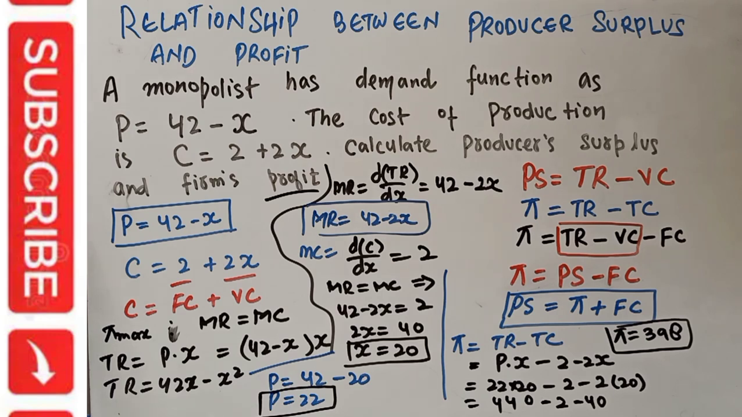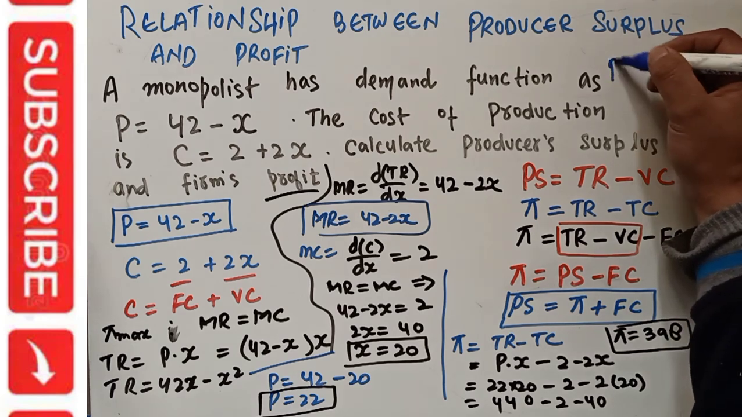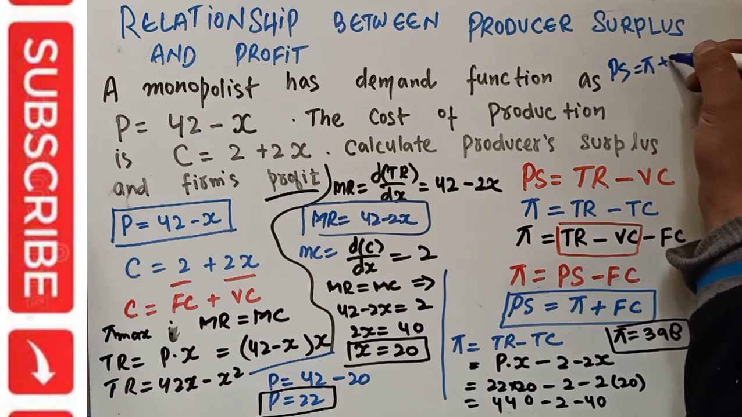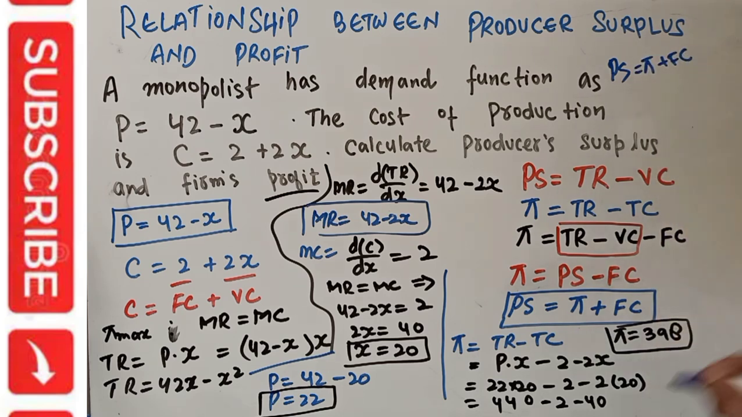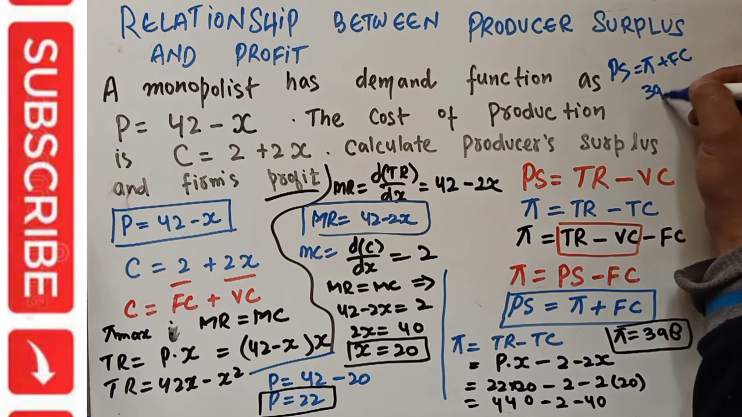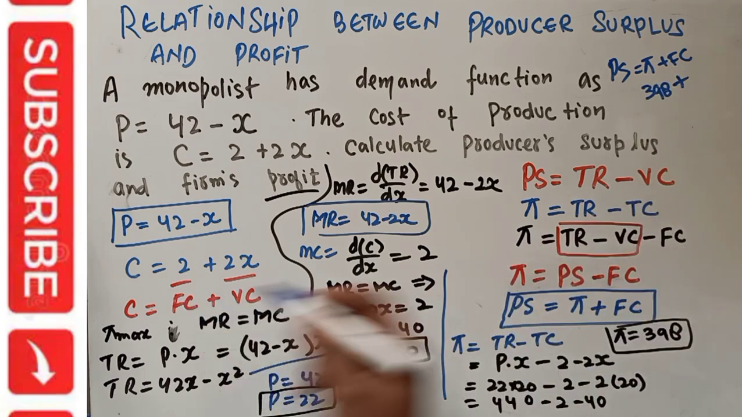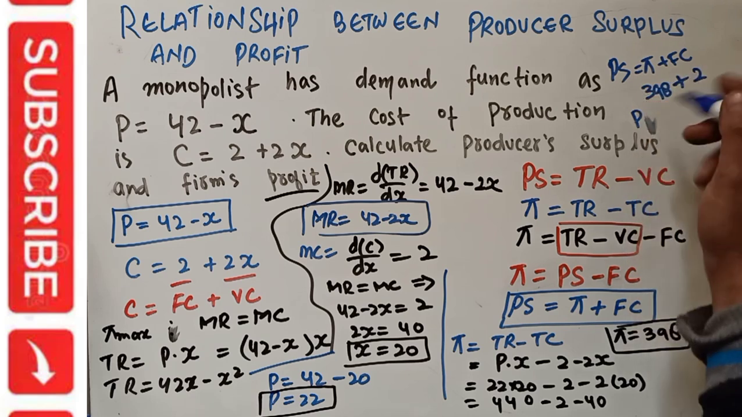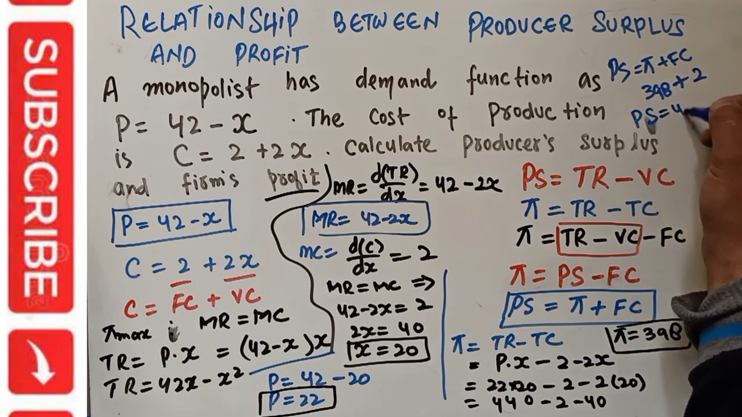Now what is producer surplus? As I have told you, producer surplus is simply equal to profit plus fixed cost. So profit is 398. Fixed cost is given to us as 2. That means producer surplus will be equal to 400.